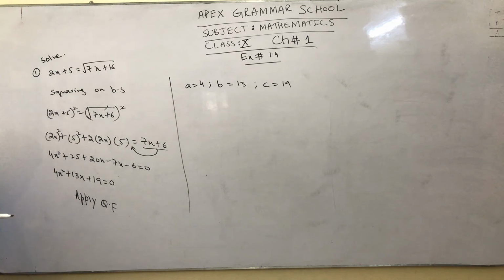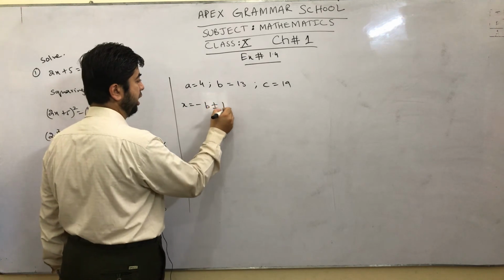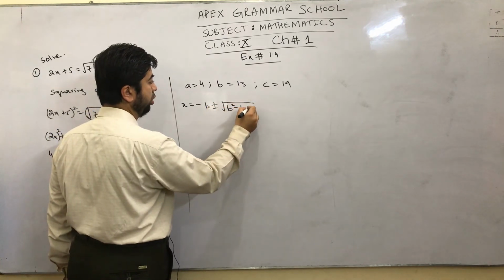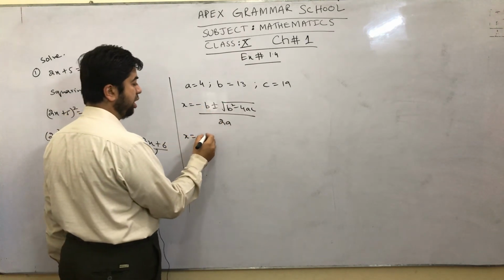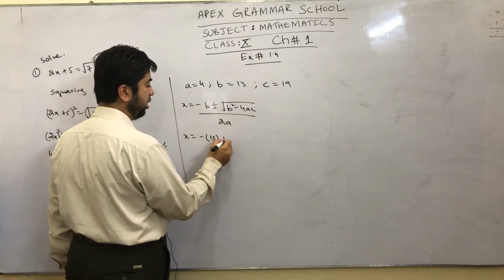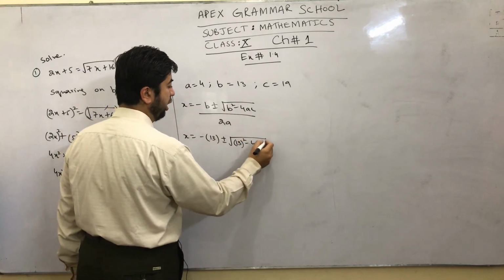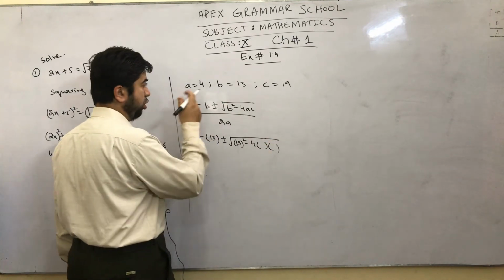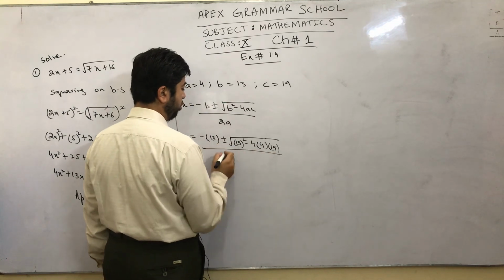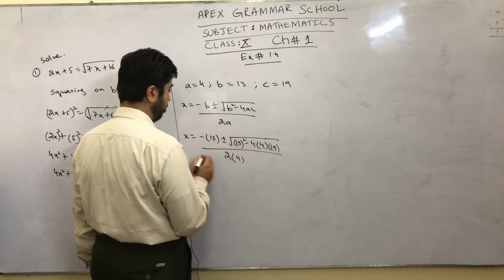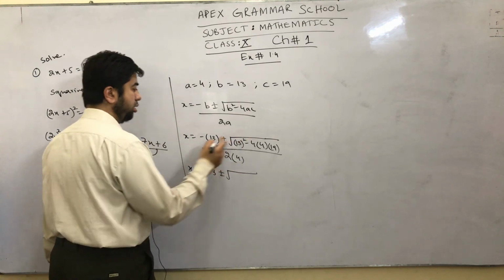Now apply the quadratic formula here. x is equal to minus b plus minus under root b square minus 4ac divided by 2a. Put all the values here. Minus, what is the value of b? That is 13, plus minus under root b square, meaning 13 square, minus 4ac. The value of a is 4, the value of c is 19, and the denominator 2 into a, 4. So x is equal to negative 13 plus minus under root. Just solve it.